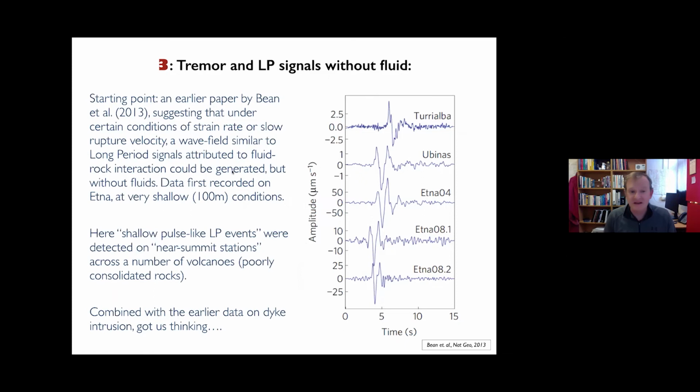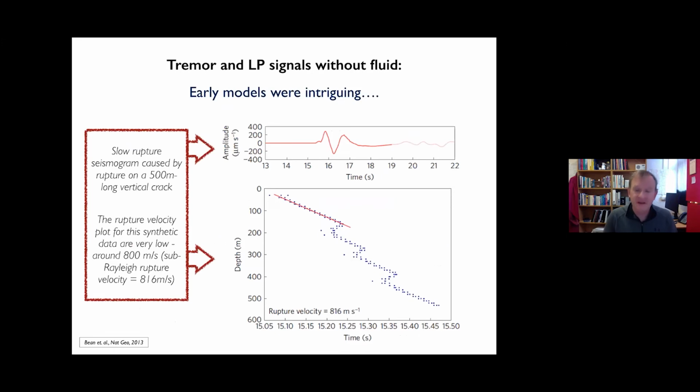He had noticed that his model could, under certain conditions of low strain rate or slow eruption velocity, produce a wave field very similar to long period or low frequency data. So on the right hand side, these are some typical models that his computations would spit out: a sequence of these pulse-like long period events near summit stations. So it got us thinking, could we do something similar? So we teamed up to try and test this idea.